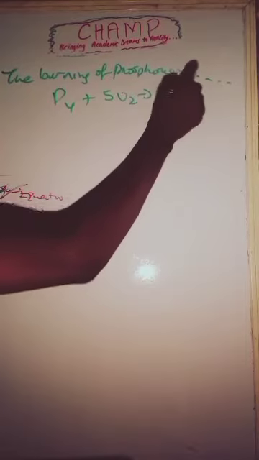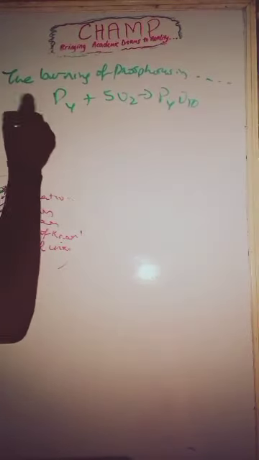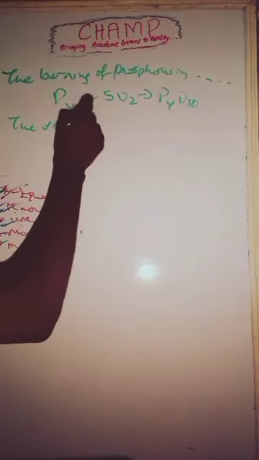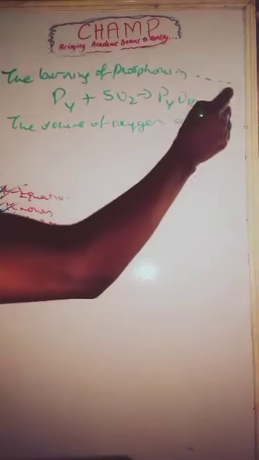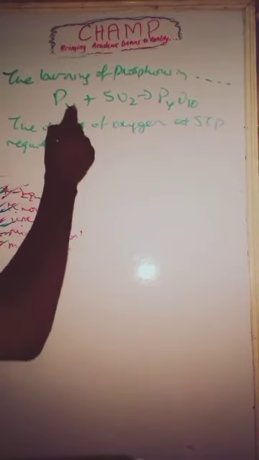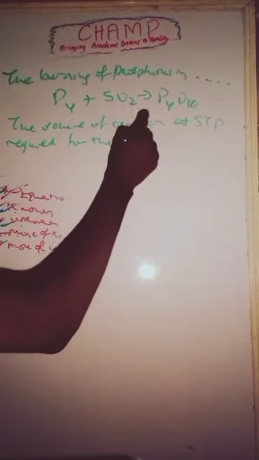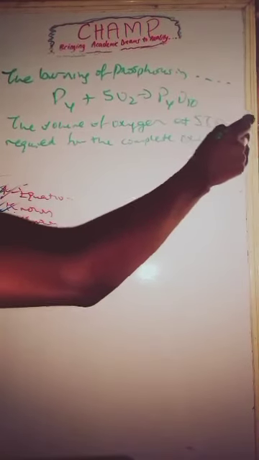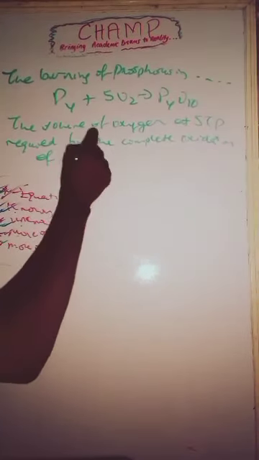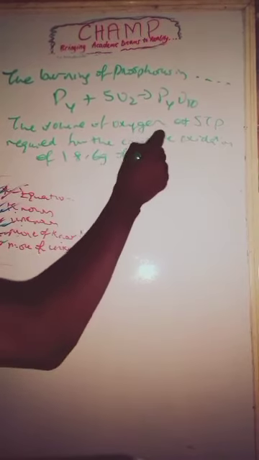The combustion of phosphorus in excess oxygen is represented by the equation P4 plus 5O2 to give you P4O10. The question: the volume of oxygen at STP required for the complete oxidation of 18.6 gram of phosphorus is.